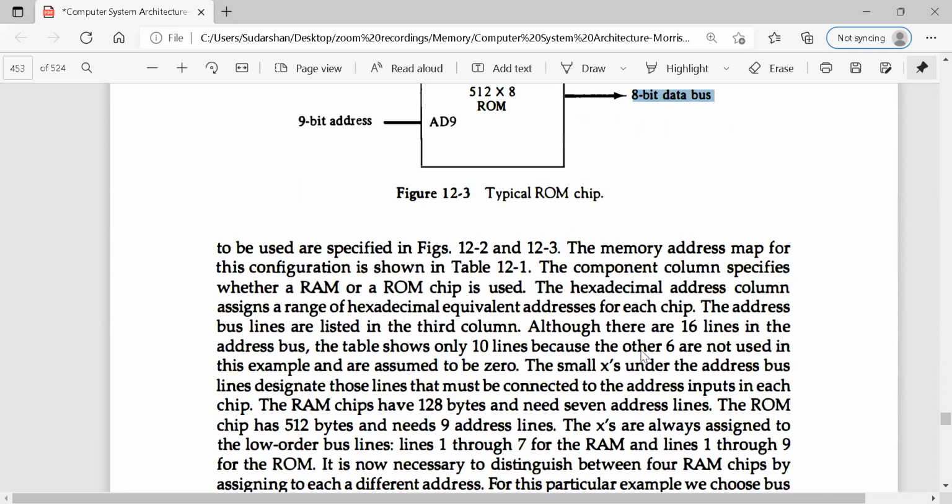Let us go in for the hardware circuitry. Before that, keep in mind, memory addresses are denoted in the hexadecimal number system. You would have come across the conversion part of it: decimal number system, binary number system, octal number system, and hexadecimal number system. Memory addresses are denoted in hexadecimal.